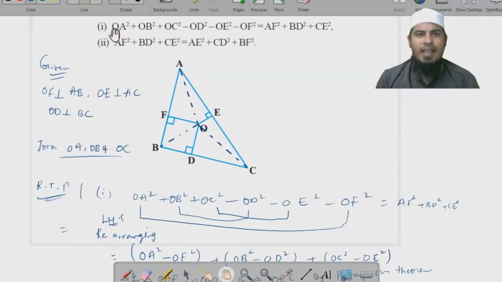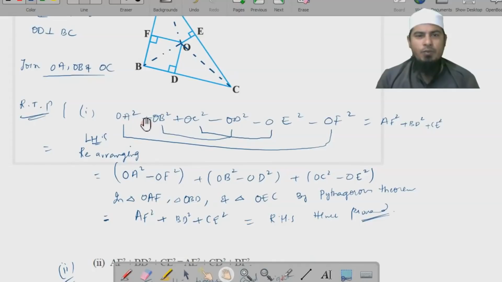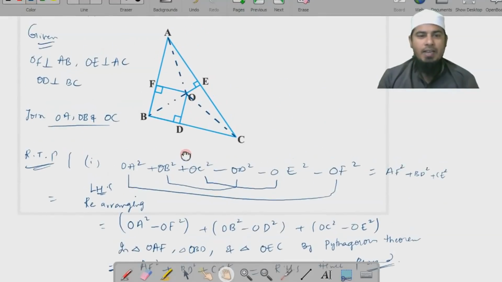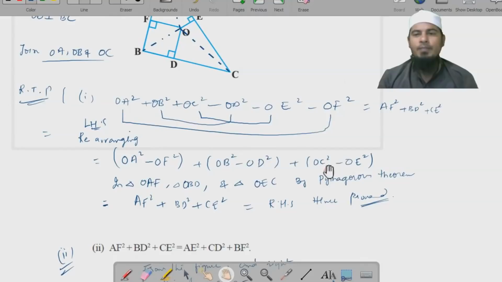When we take the LHS of the first equation, I am rearranging OA square plus OB square plus OC square minus OD square minus OE square minus OF square. Rearranging, I want to write this with this, this and this. In the triangle, OA square minus OF square by Pythagoras theorem will become AF square. Similarly, here by Pythagoras theorem it will become BD square. Here by Pythagoras theorem it will become CE square. That is the RHS. Hence we got the solution.